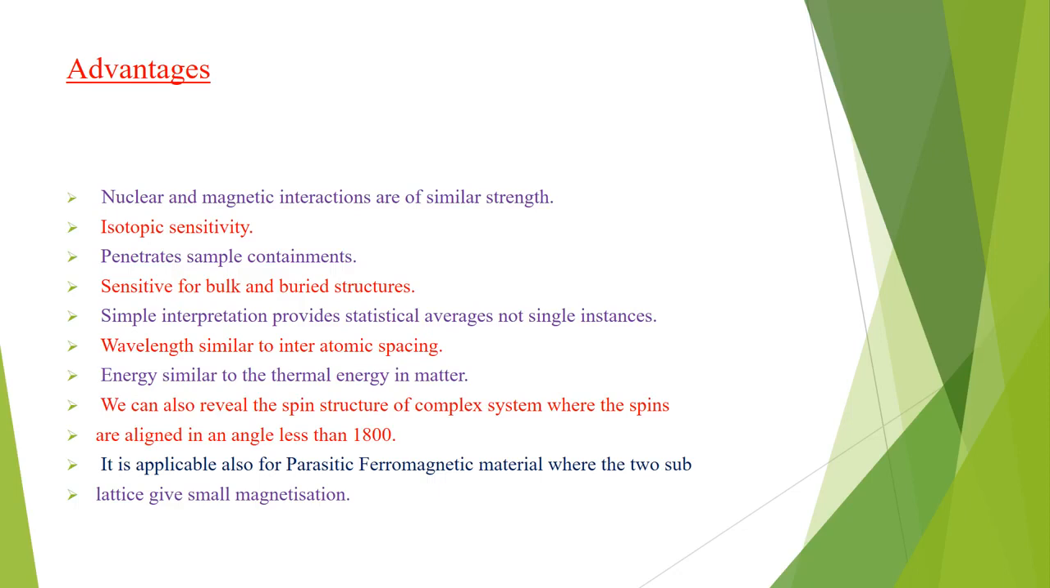We can also reveal the spin structure of complex systems where the spins are aligned at an angle less than 180 degrees. This technique is also applicable for ferrimagnetic material, where the two sublattices give small magnetization.